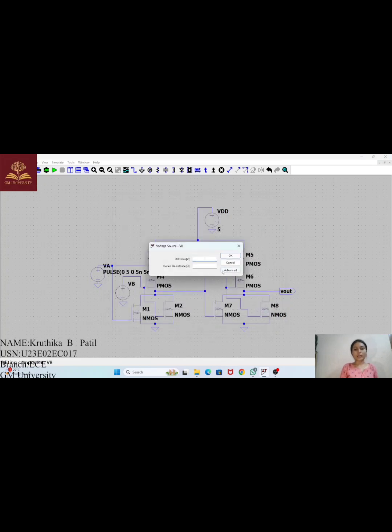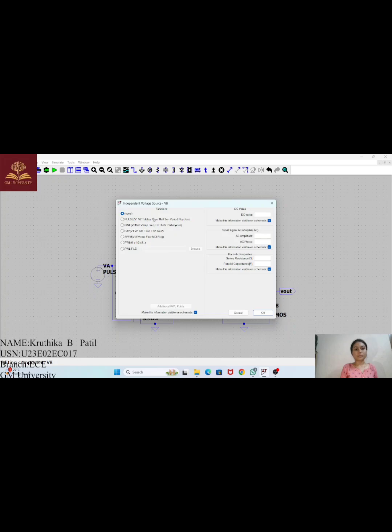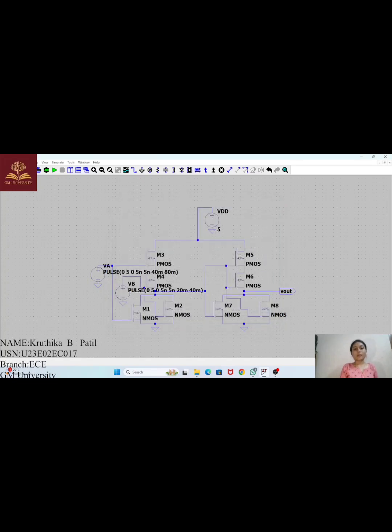We are giving the second input. V initial as 0, V on 5, T delay 0, T rise 5 nanoseconds, T fall 5 nanoseconds, T on 20 milliseconds, time period 40 milliseconds. VDD we have given as 5. Let us make it small.